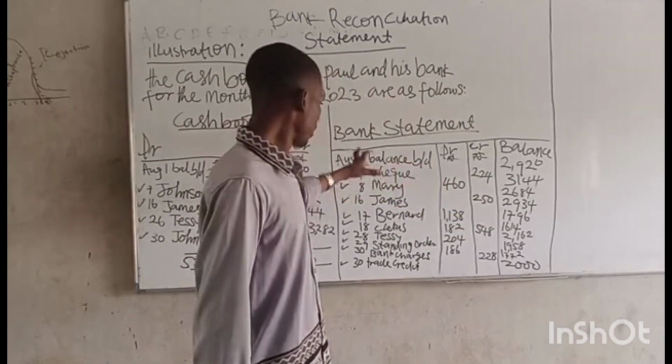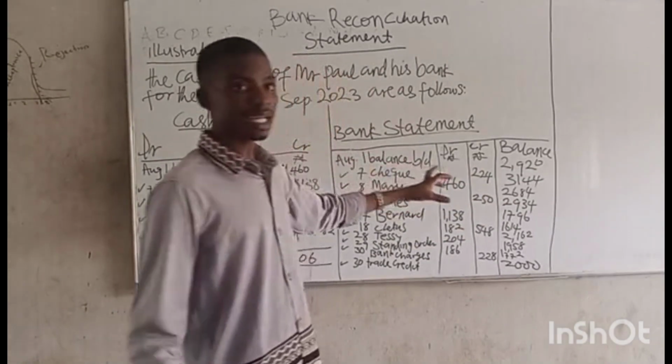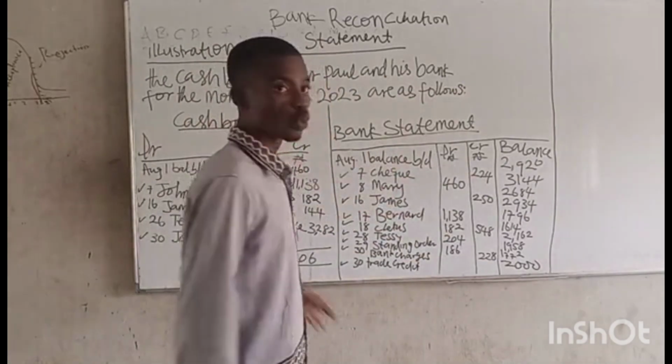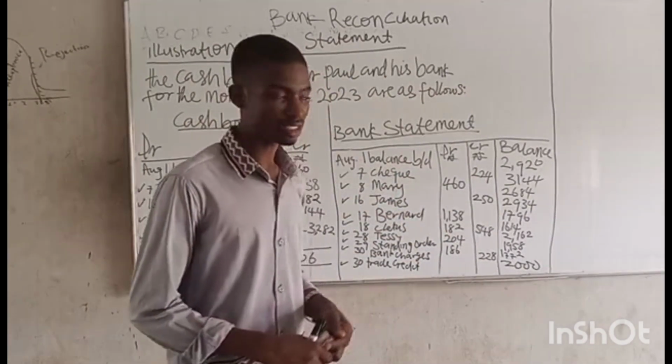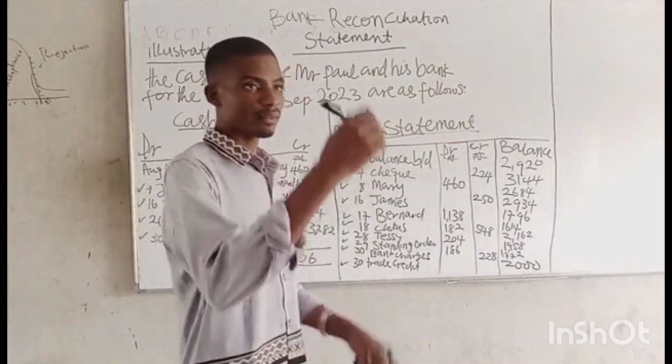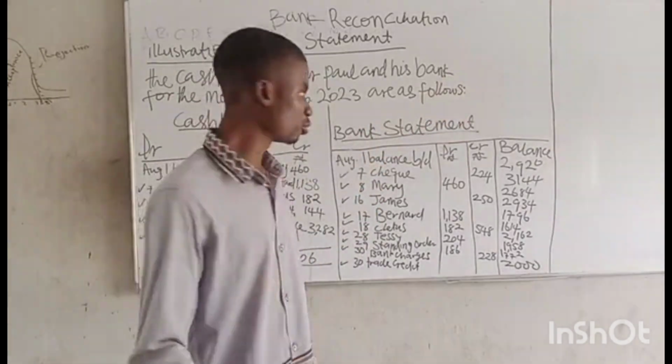But due to some reasons, a case will come when the bank statement and the cash book will not have equal balance. So this is what we are about to look at. So now, let's prepare. First of all, start with an adjusted cash book.